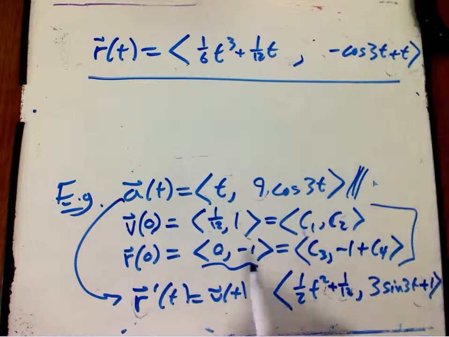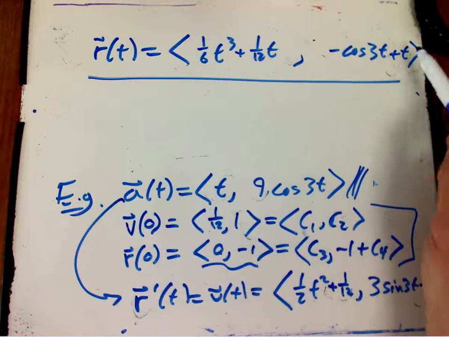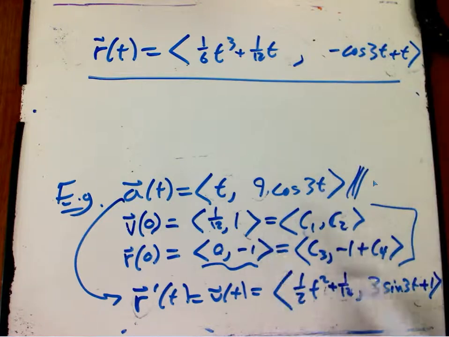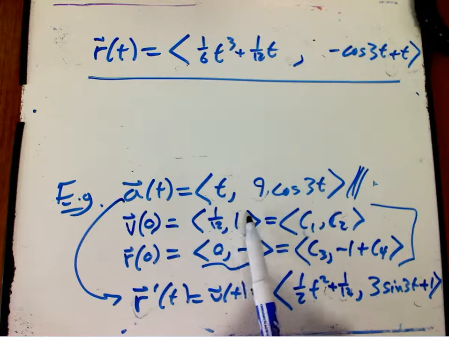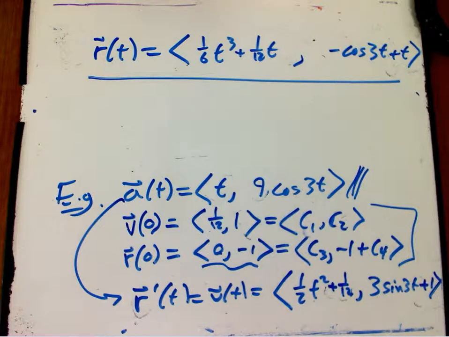Let's see, does this still satisfy this initial position? Yes, when t equals 0, that's -1, so that matches. Okay, so just this little bit where I happen to notice it was going upward a little bit more than the other particle was, that's going to change the graph pretty significantly.